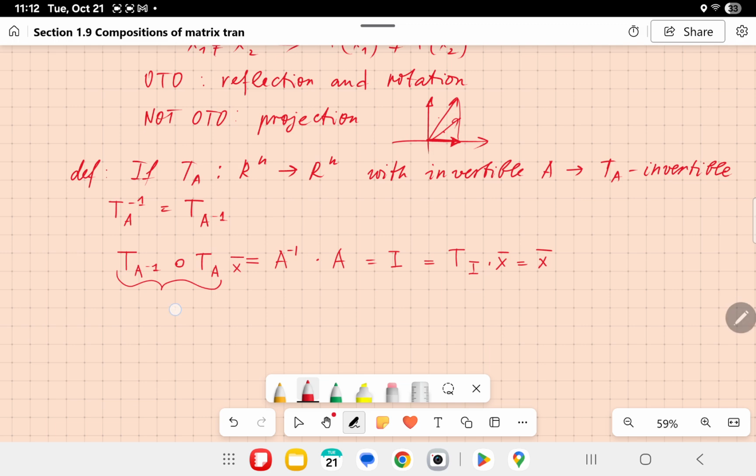Because when you take the direct transformation and the inverse transformation applied to x, you're supposed to get x. This is the cancellation equation. And that's how we define inverse. So this is TA, and we need to go back to the original x, and that's going to be T inverse A.